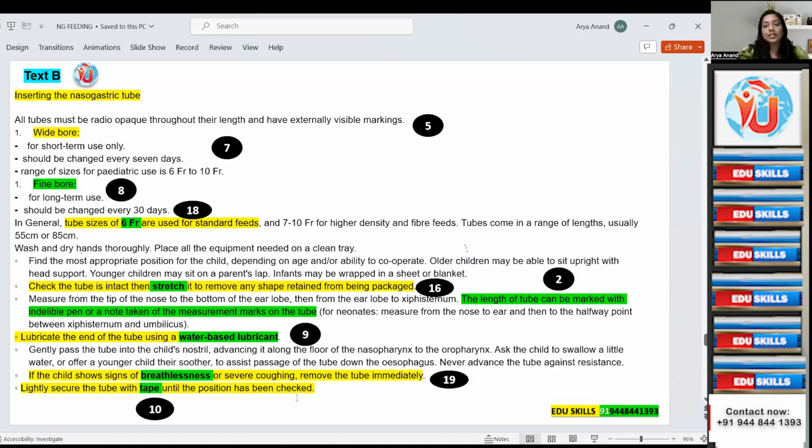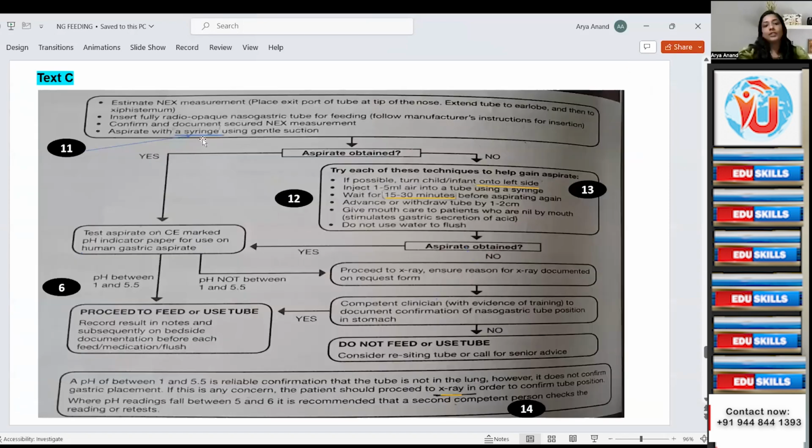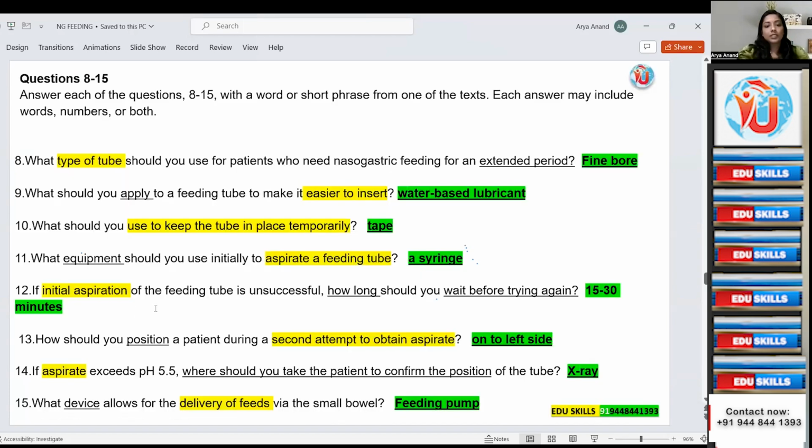That means temporarily, right? What equipment should you use initially to aspirate a feeding tube? You need to find out which equipment is used to aspirate a feeding tube. So it will be in text C. Here you can see, aspirate with a syringe using gentle suction. So a syringe is the answer. Yes, ma'am. Okay, once you have done, please mute your microphone.